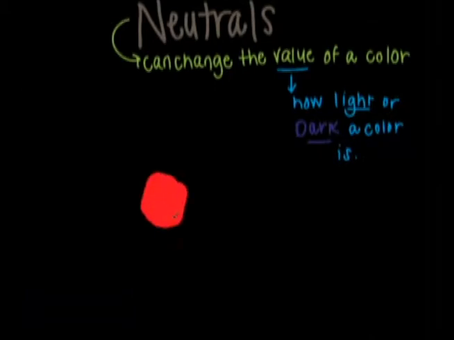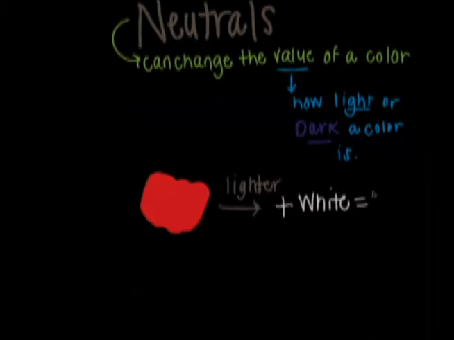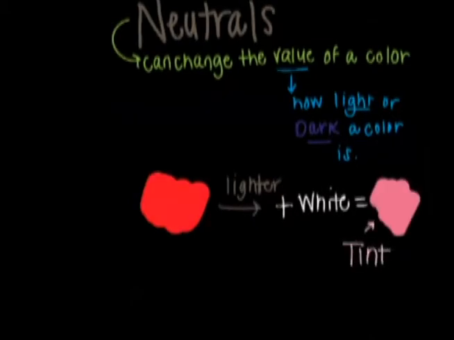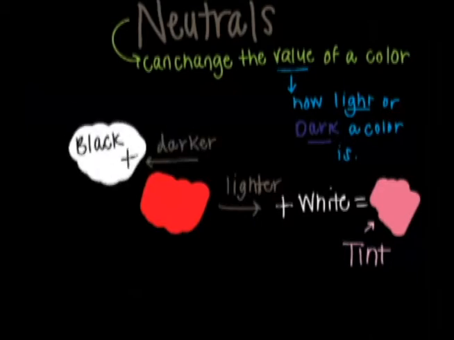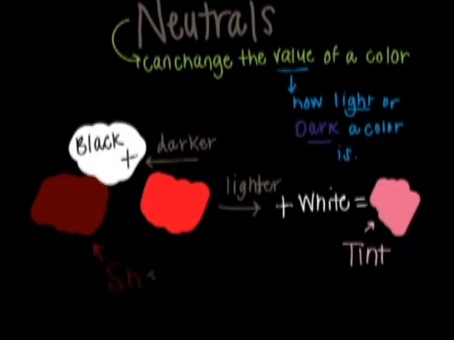Now, if we want to make something lighter, we would add white. And once you add white, you get what's called a tint. If you want to make something darker, you add black. And once you add the black, you get what's called a shade. And you can use tints and shades to really change how your colors look.